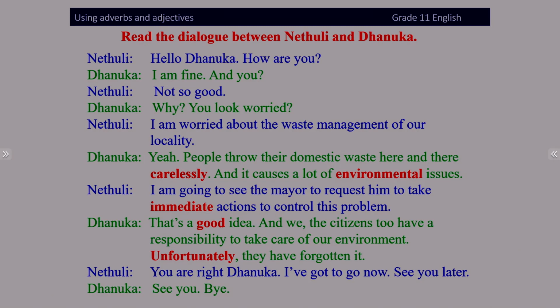Now you already know the adjectives describe the nouns. So here the environmental describes the word issues. Here, immediate describes the noun actions, and good describes the word idea. We also have adverbs. They are carelessly and unfortunately. We are going to learn them later on in our next slides.